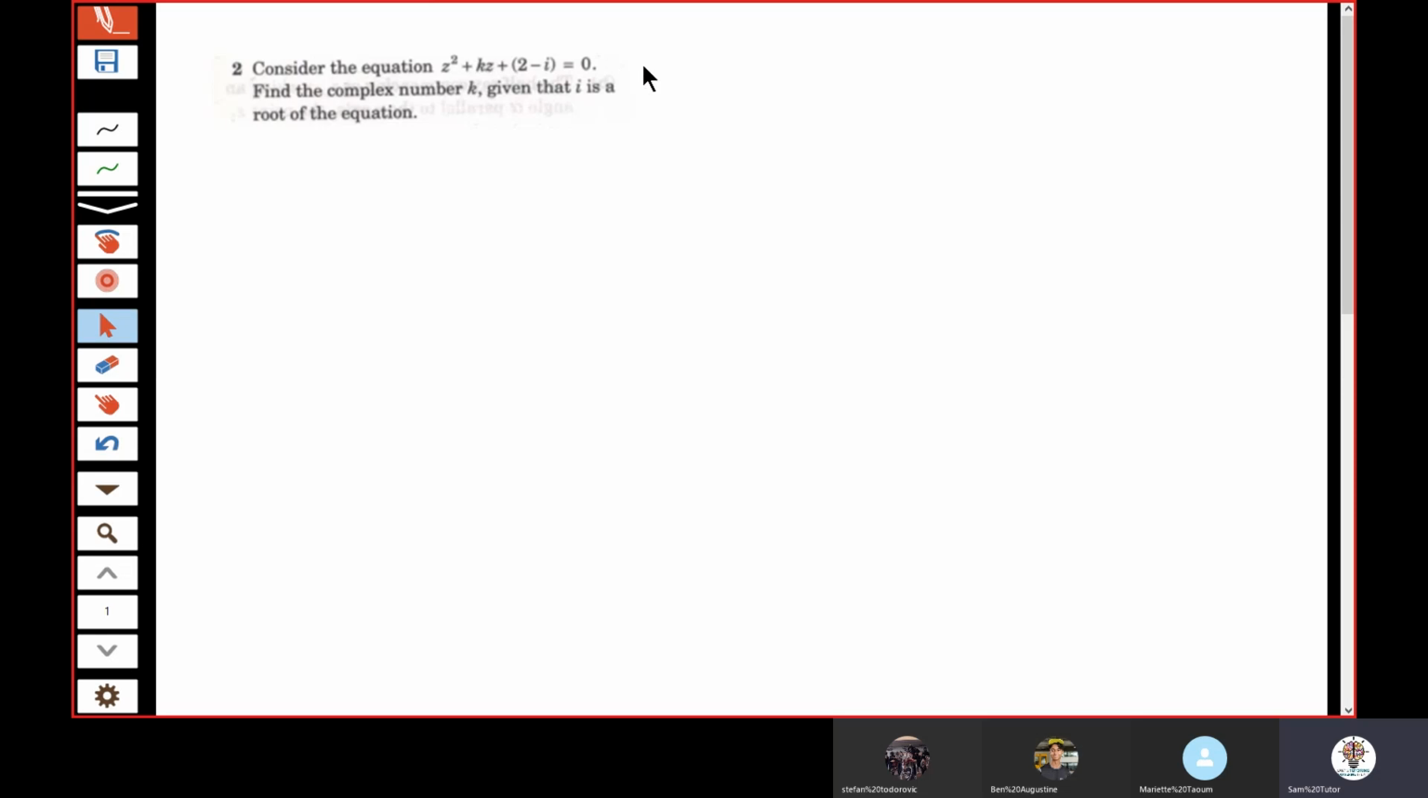So you ignore that idea and go to your secondary idea, which means if something's a root, what do you usually do? Just sub it in. Sub in i: i squared plus iz plus 2 minus i must equal 0. Something's a root, just sub it in. i squared is negative 1. Negative 1 plus 2 is 1. 1 minus i plus iz is equal to 0.